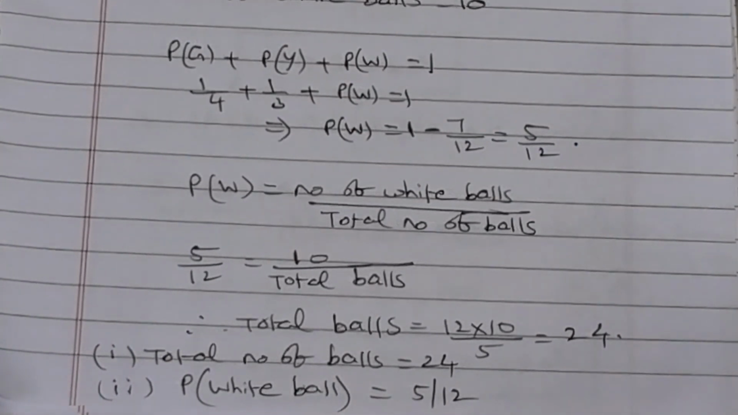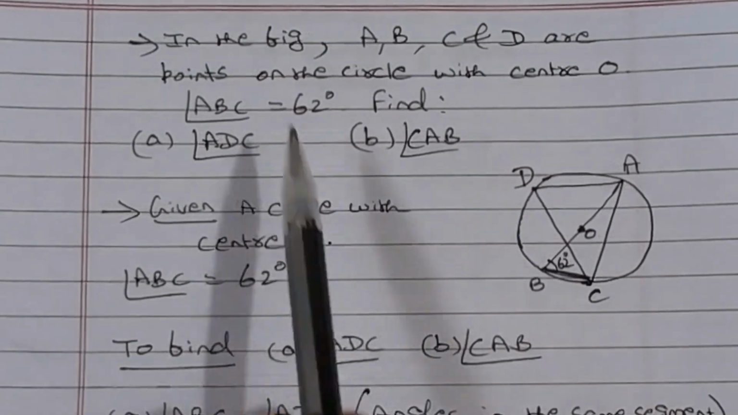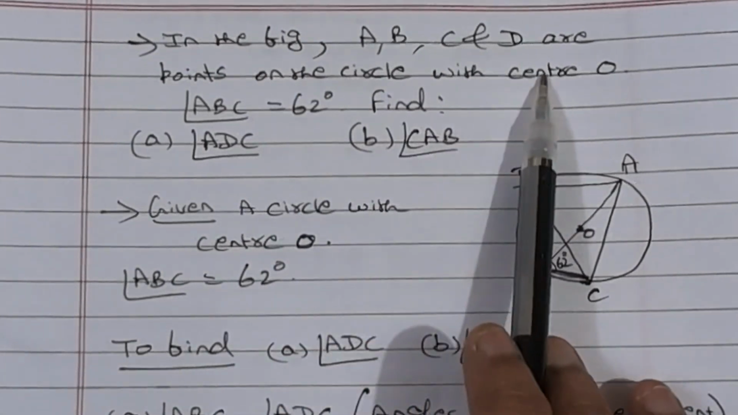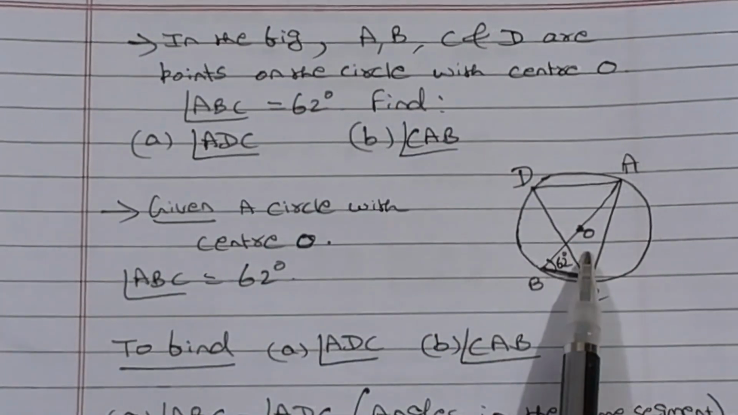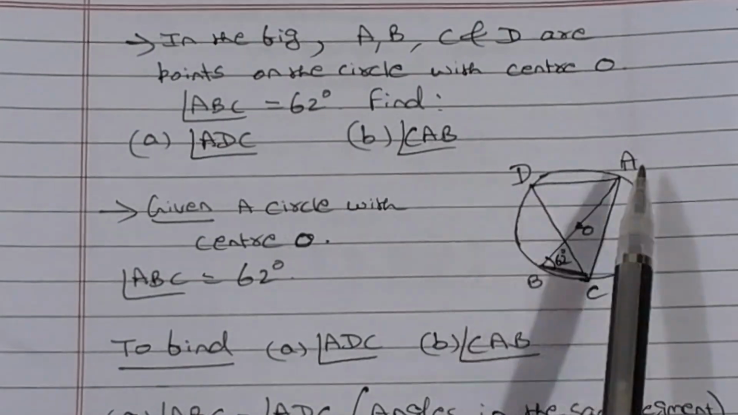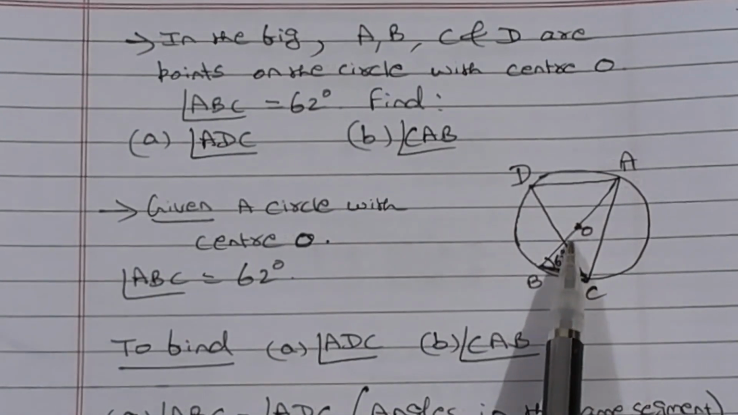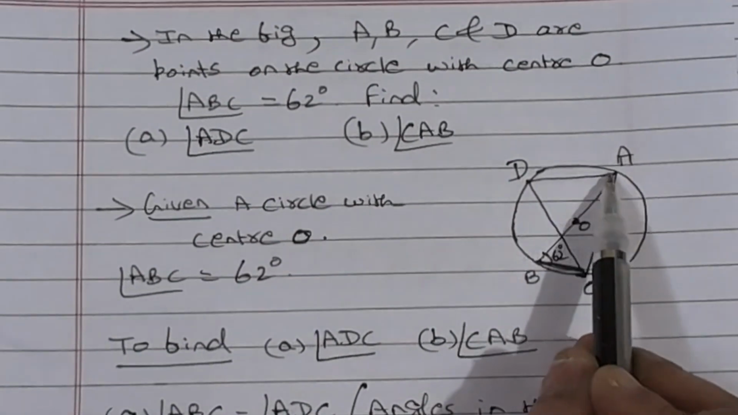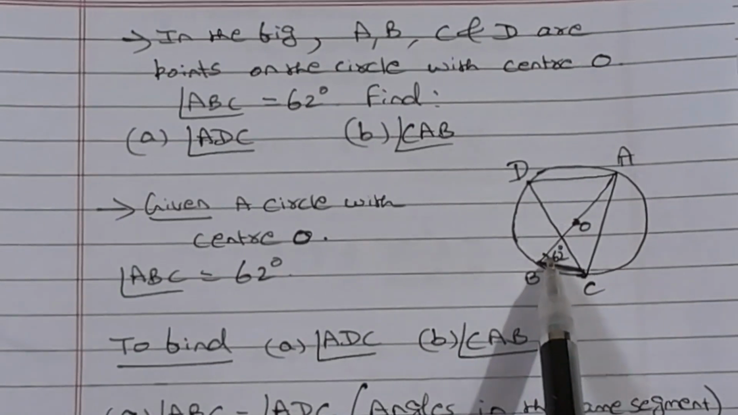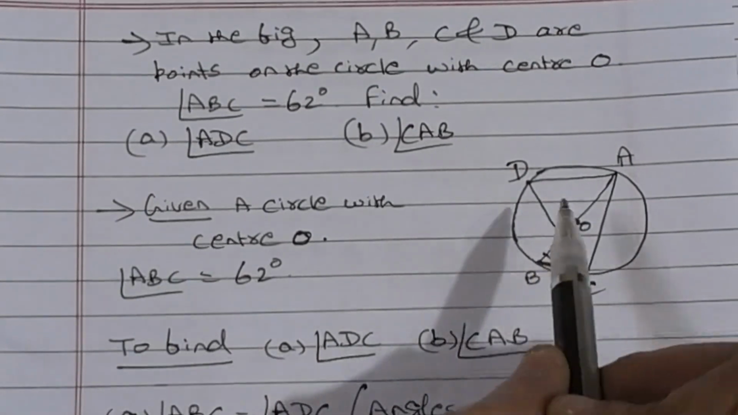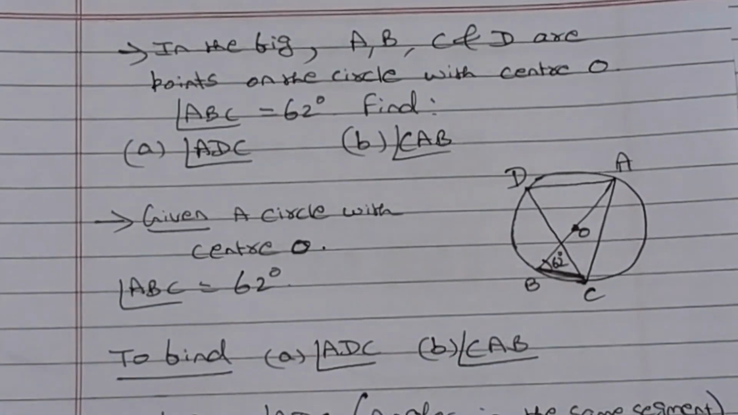Okay. Next question circles का है. In the figure A, B, C and D are points on the circle with center O. So A, B, C, D are points on the circle. Center is O. Angle ABC is 62. ये जो angle है ABC, this angle is 62. We have to find angle ADC and we have to find angle CAB.